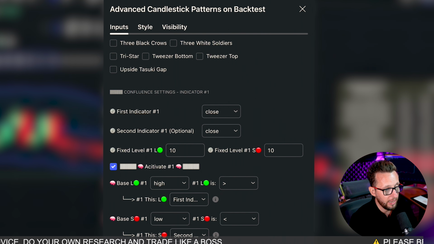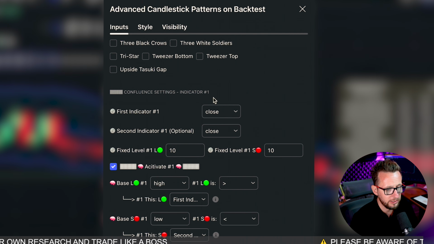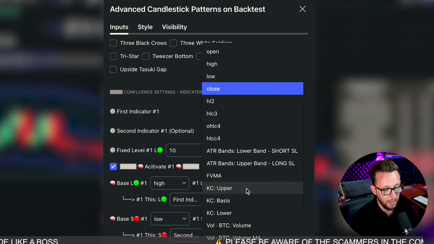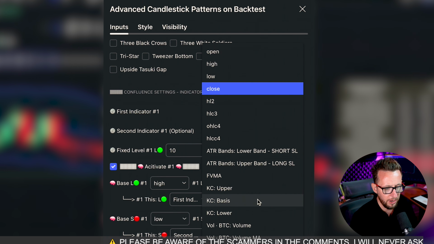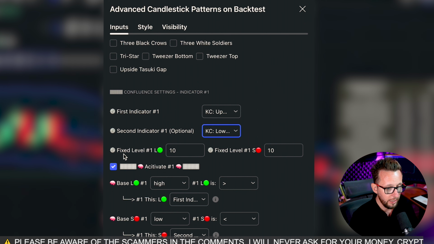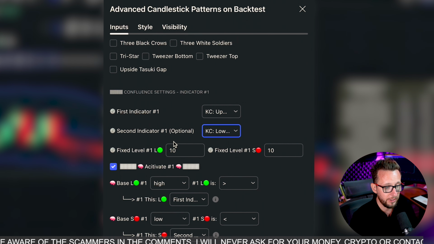Now, because I have the Keltner channel on my charts, I can go over to this indicator here, and we can use the upper Keltner channel as Confluence. And then in the second one, we're going to use the lower, because obviously we're going to be using lower for shorts, upper for longs. And then we're going to build our own little algorithm using this.